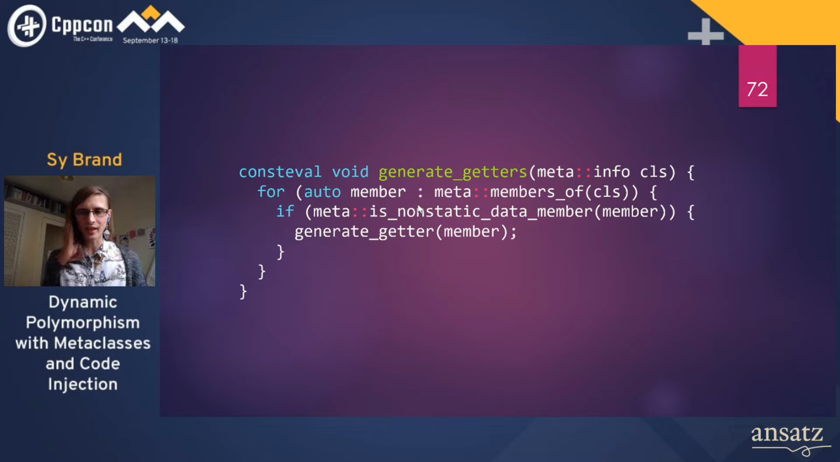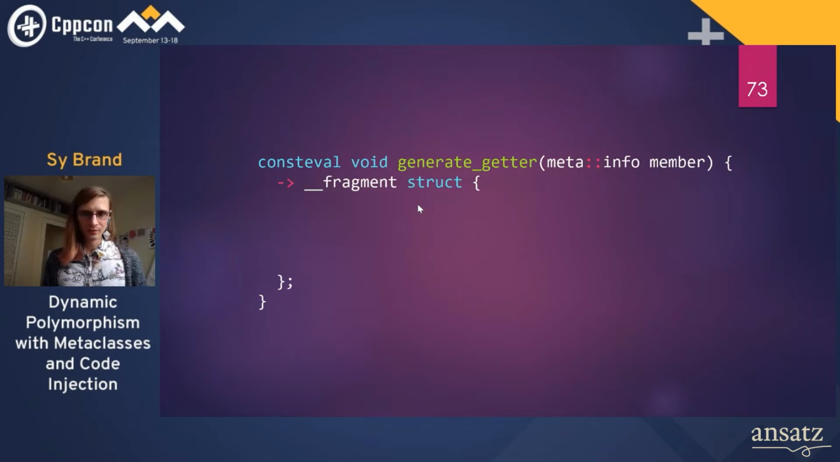Okay, inside generate getter is where the magic is. So there's some interesting syntax here. This underscore fragment thing is not going to be where we end up. It's just a stopgap. But essentially, this is an injection statement. It's going to inject some code into the context which we're currently executing in at compile time.